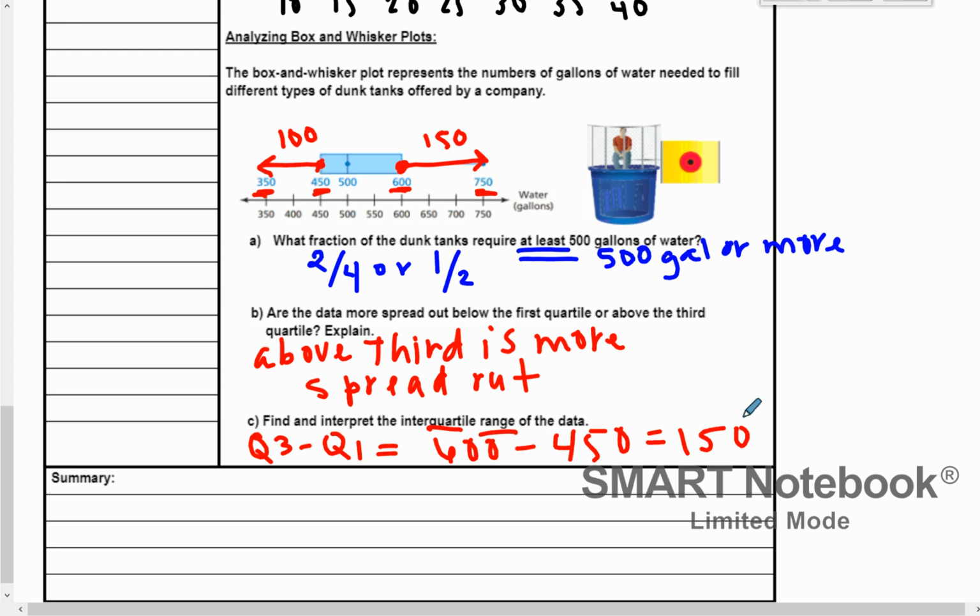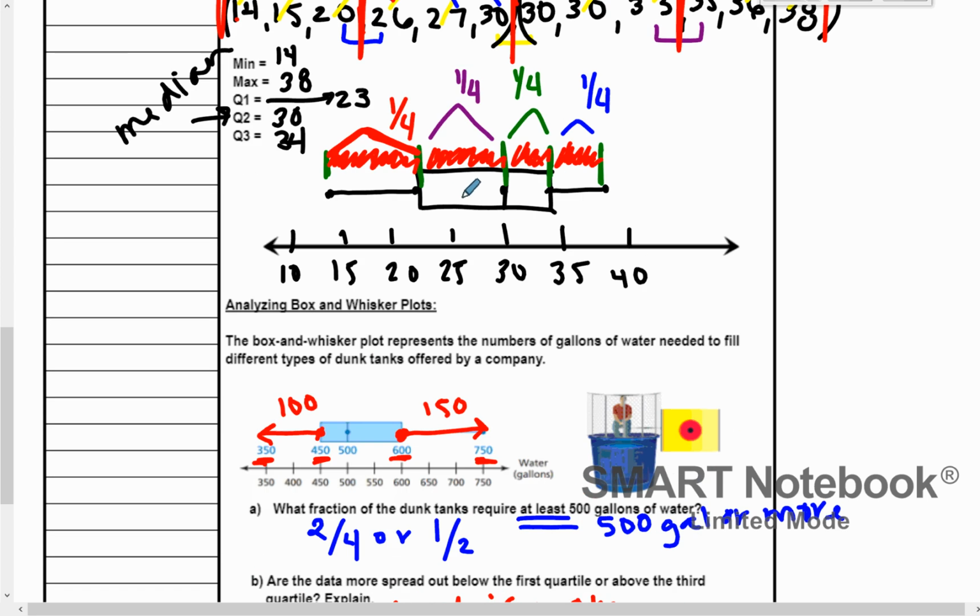I know that that lesson was tough, but it's just adding on a little bit more, creating that box and whisker plot than what we learned yesterday.